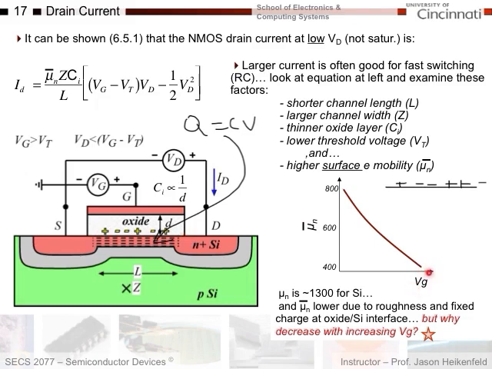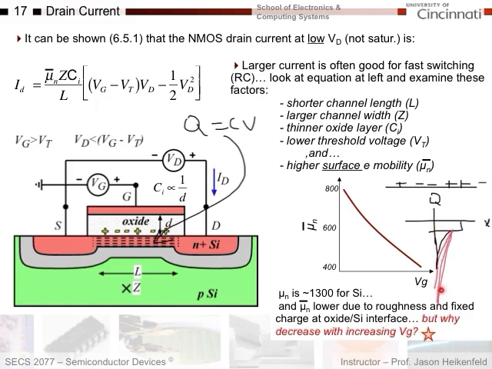Why does it go down as I basically increase my gate voltage? Well, remember, when I plotted my charge for a device like this, I had my depletion charge and I had my inversion charge, where this is my distance into the device, and this was my charge, right? Well, this charge, as I increase my voltage, it increases mainly right at the surface, right?